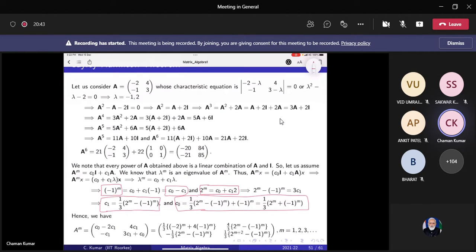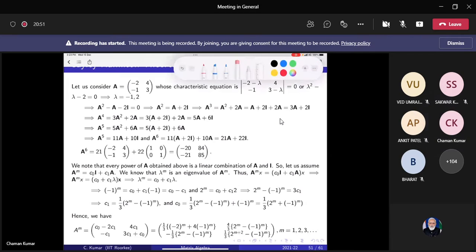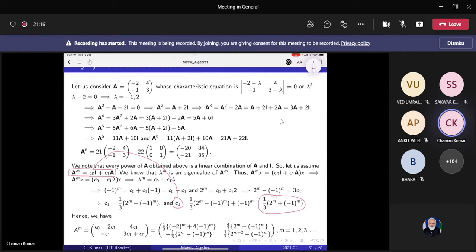Fine. So that means we can substitute the value of these constants C0 and C1 in the relationship that we have obtained, that A raised to m is equal to C0 times I plus C1 times A. So substitute the value of C0 and C1. This is C0; you substitute this value here, and this is C1; you substitute this value here, right?